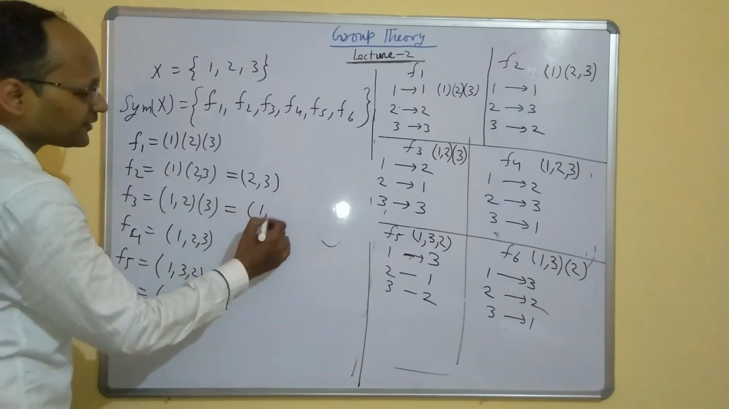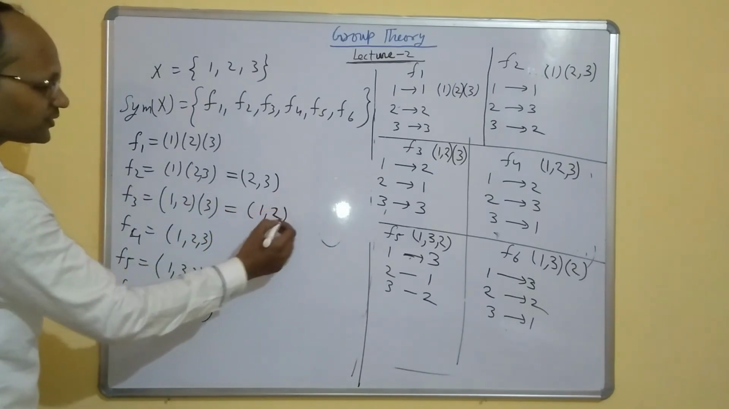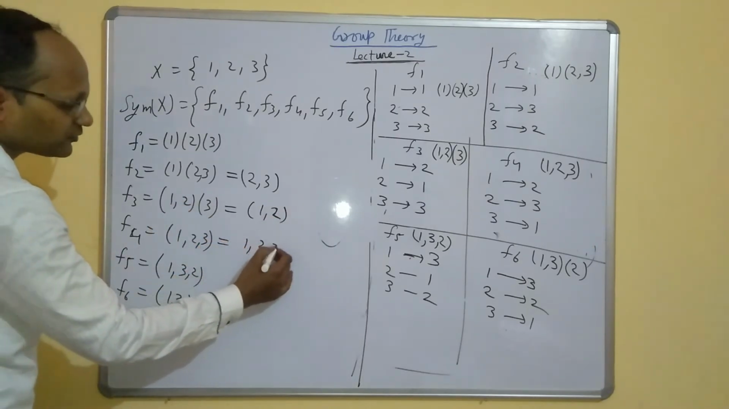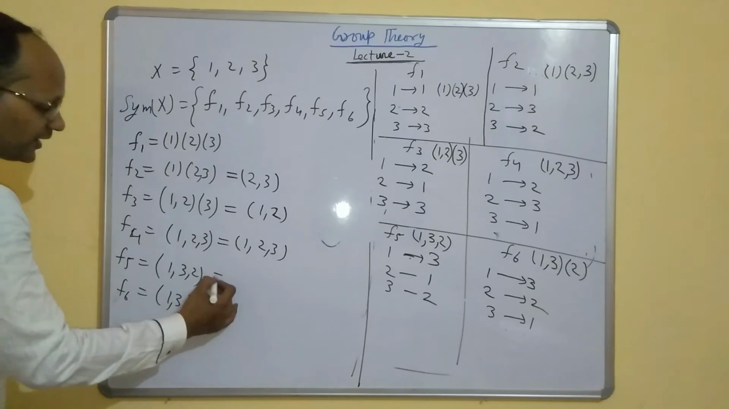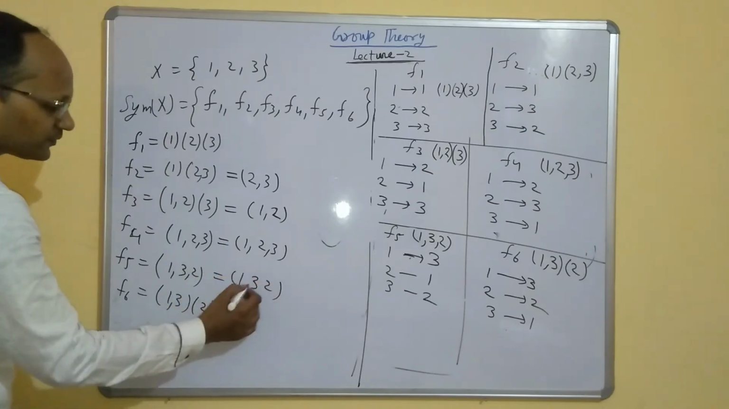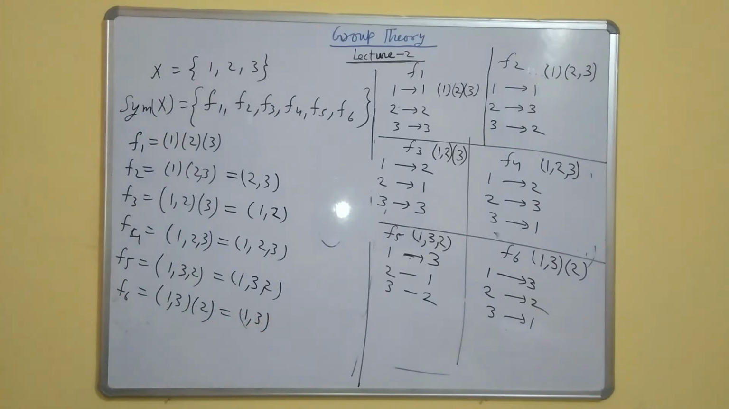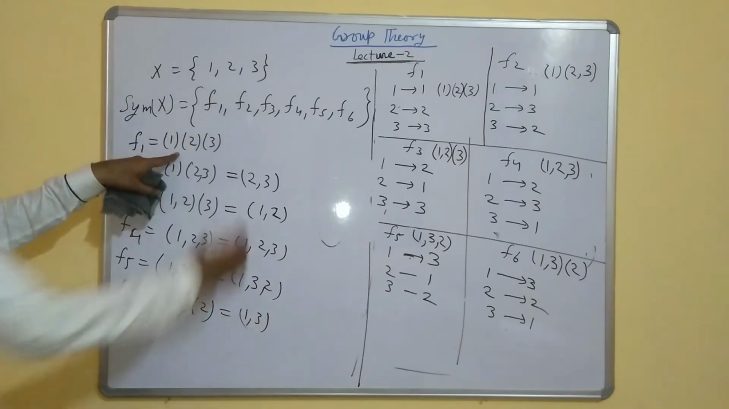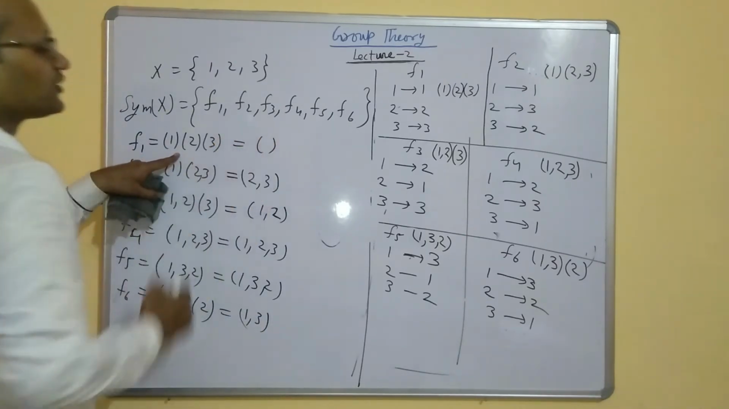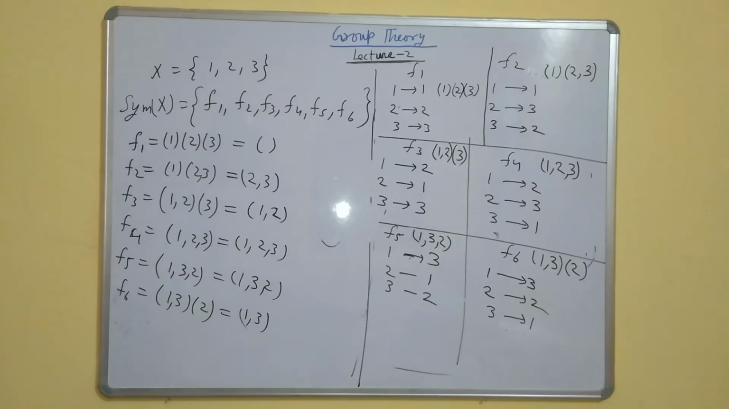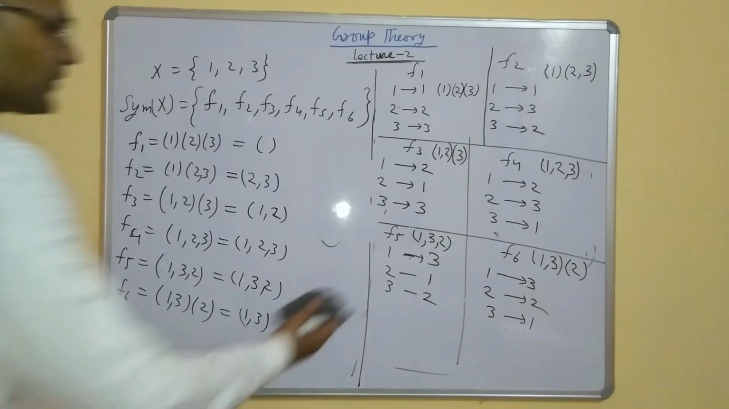Similarly here I am writing 1, 2, and 3 is missing, which means 3 is going to 3, and this is 1, 2, 3, and this is 1, 3, 2, and this is 1, 3. So it can be written like this. Now here everything is fixed, so let me introduce a notation: an empty bracket means nothing is there, which means everything is fixed. So we can write the elements of the symmetric group like this.